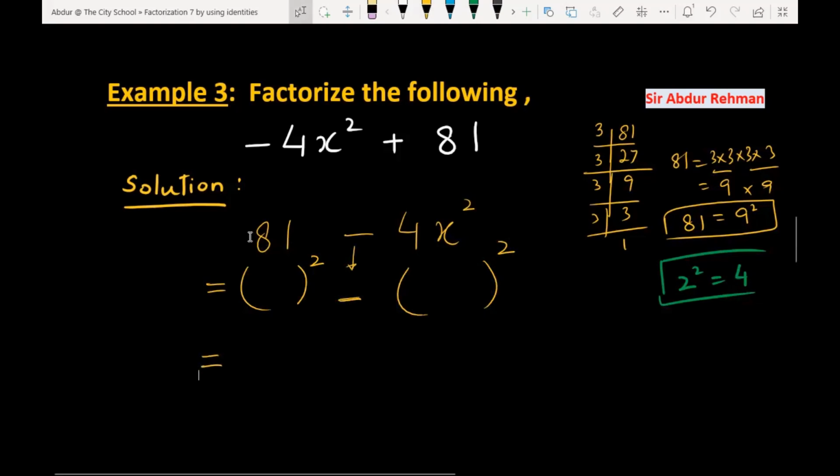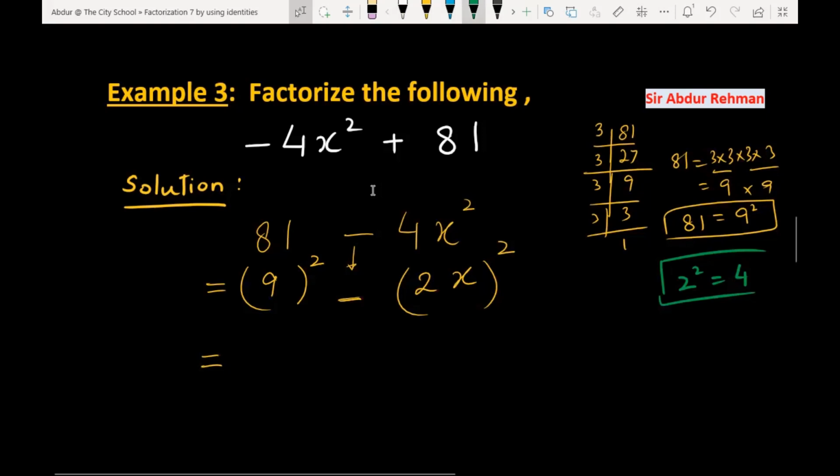81 is a perfect square. 9 square is 81. So I'm going to write 9 here. 4 is a perfect square. So 2 square is 4, and the square of x is x square. 9 square minus 2x square.